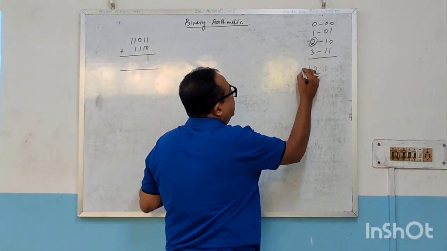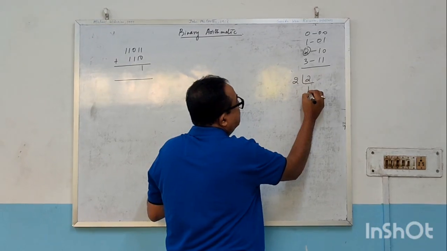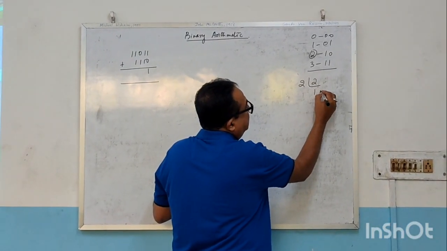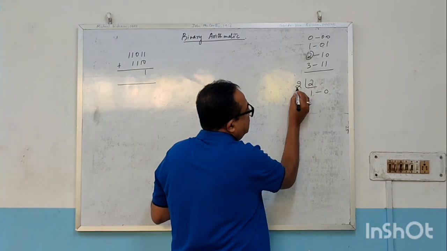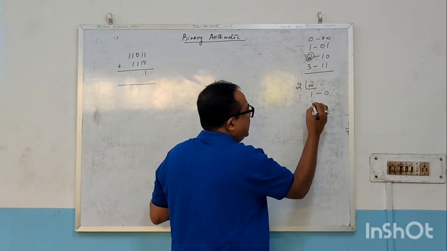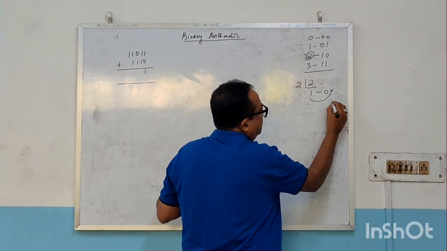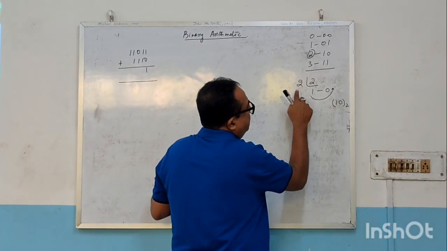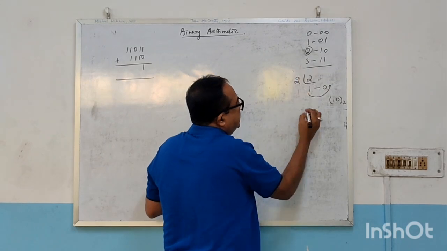For 2, I start dividing by 2, which we have already done. 2 1s are 2. What is the remainder? Remainder is 0. I put it like this. Once this number is less than this, I stop. And then I write in the reverse order, 1 0. This should be the binary of 2. Okay. Suppose I am going to find the binary of 3.